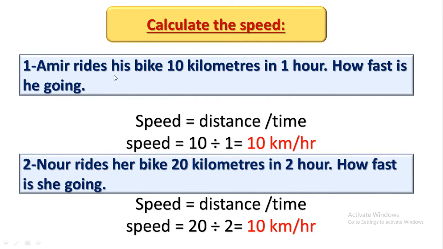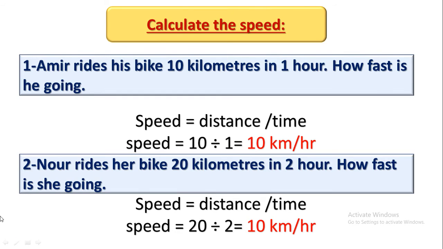Okay, number 2. If Amir rides his bike 10 kilometers in 1 hour, how fast is he going? Again, the speed equals distance divided by time. The distance is 10 kilometers and the time is 1 hour. So 10 divided by 1 equals 10 kilometers per hour. Excellent, because in the question there are kilometers and hours, so the unit will be kilometers per hour.